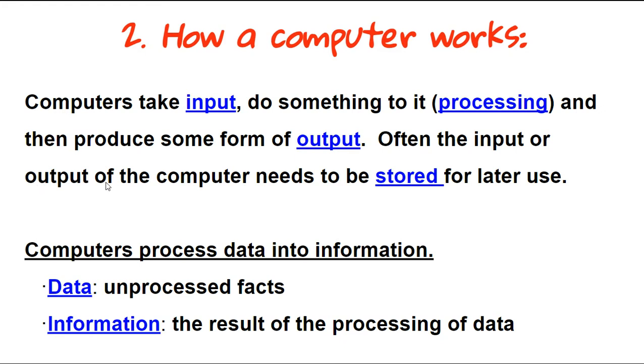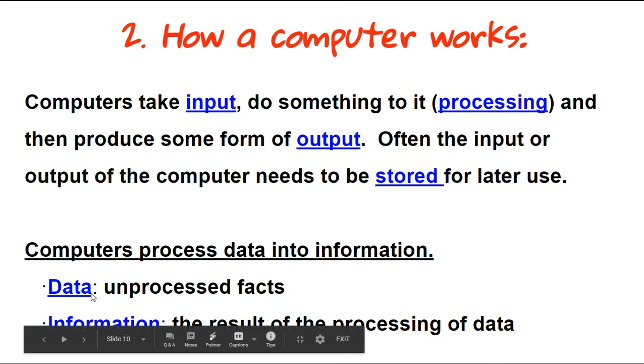Often the input or output of the computer needs to be stored for later use. So I can save it on the hard drive of my computer, or I could save it on a flash drive or a CD. Computers process data into information. So when I start typing on my keyboard, putting that input in, that's just data. It's unprocessed facts. Imagine I'm just typing different letters on the keyboard. Information is the result of the processing of data. That information could be, eventually, a class list of everyone that's in my class. I'm able to use that information to gain knowledge.